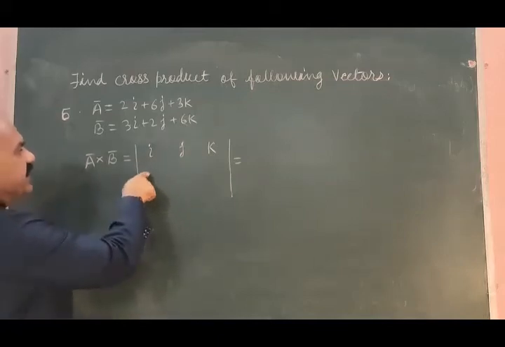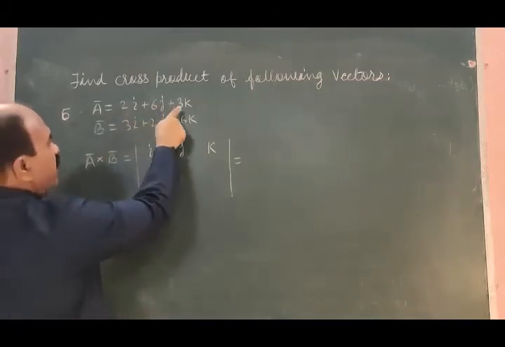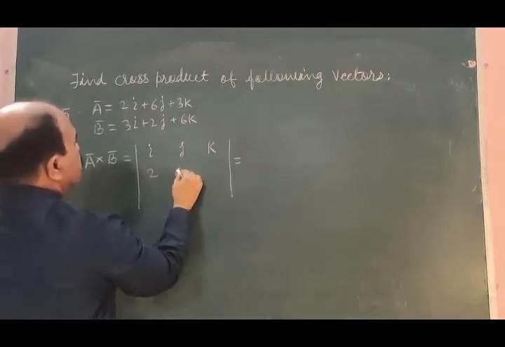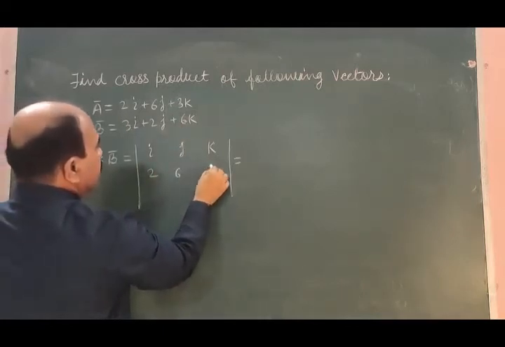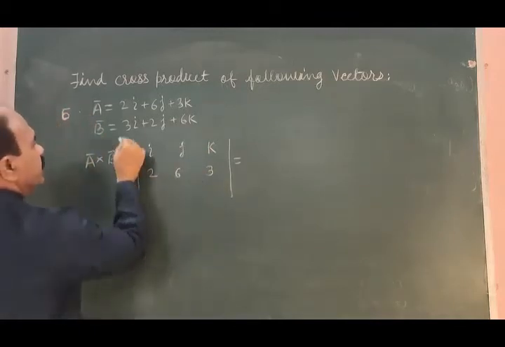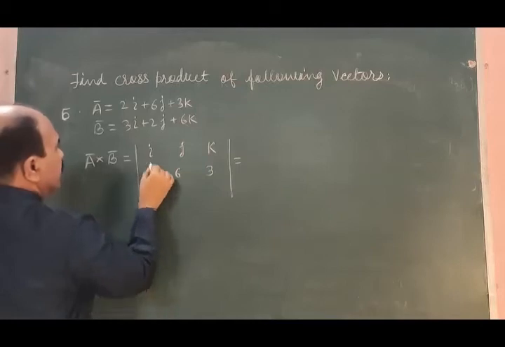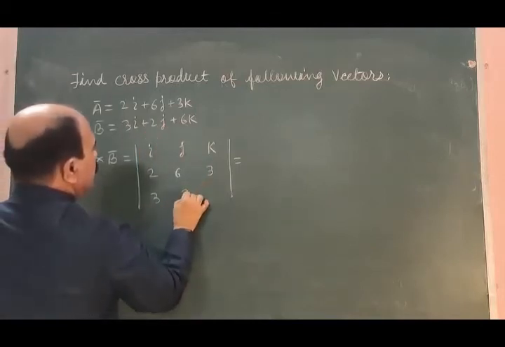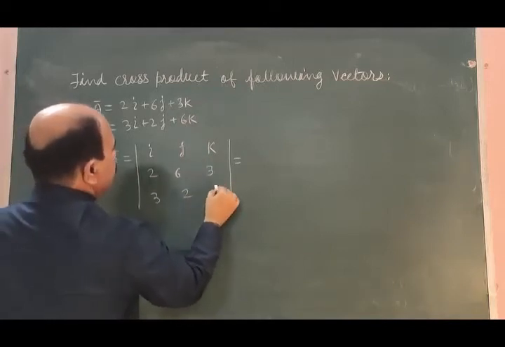First row i, j, k, second row a1, a2, a3. a1 is 2, a2 is 6, a3 is 3. Third row, b1, b2, b3. b1 is 3, b2 is 2 and b3 is 6.